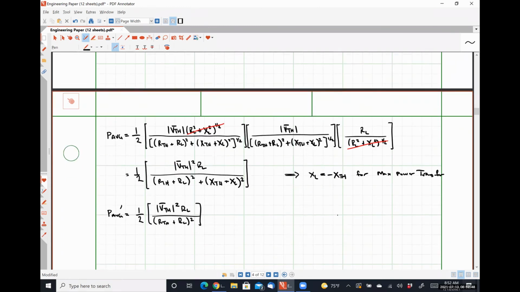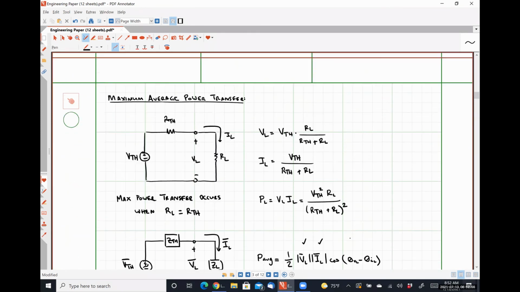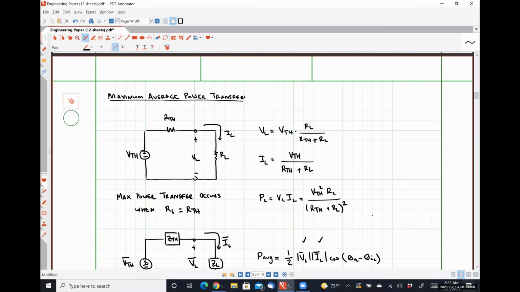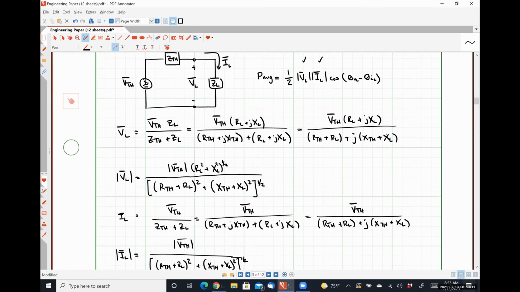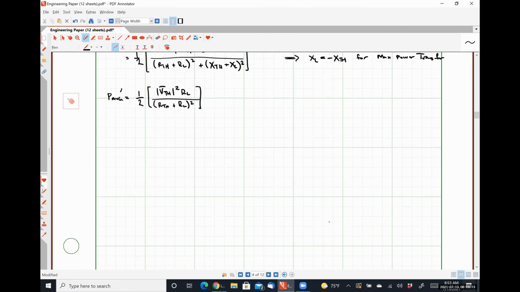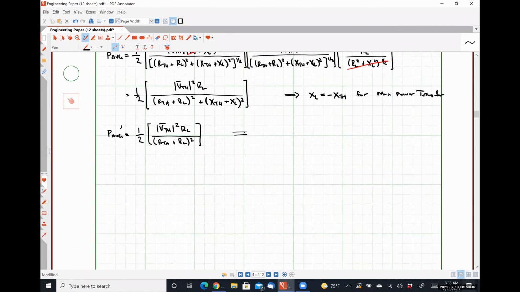Let's look at this expression right here. Get a good picture of it in your mind's eye. And now let's look at this expression up here that we maximized before. It's the same thing, except multiplied by a factor of 1/2. So we're not going to do any math because we already know what the answer is. So from this, we know that maximum power transfer occurs when RL is exactly equal to RTH.